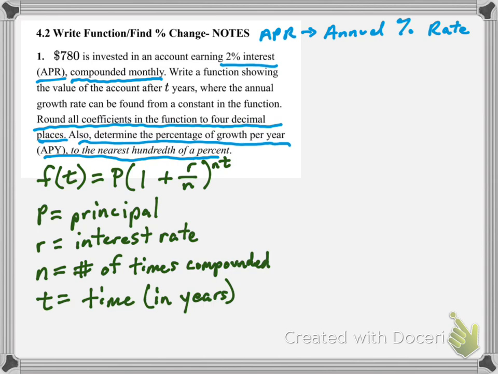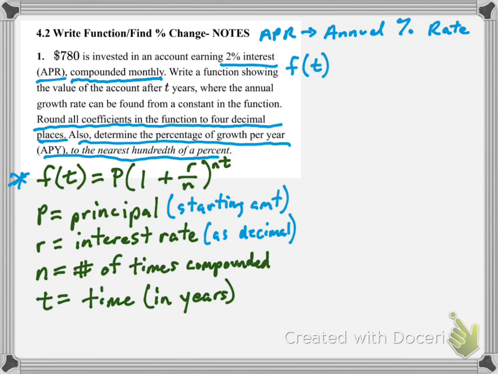Okay, first things first. Here's the function that we're going to use. Okay? So it's f of t equals P. P is the principal. That's just the starting amount. Okay? R is the interest rate as a decimal. Okay? N is the number of times compounded. And T is the time in years. Well, we don't know T. We're never going to know T, so we don't have to worry about that. So let's just plug in what we know.